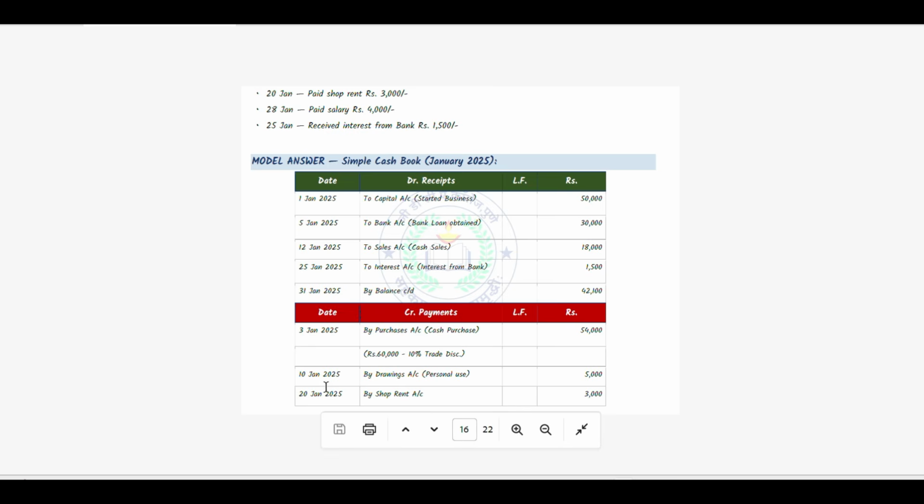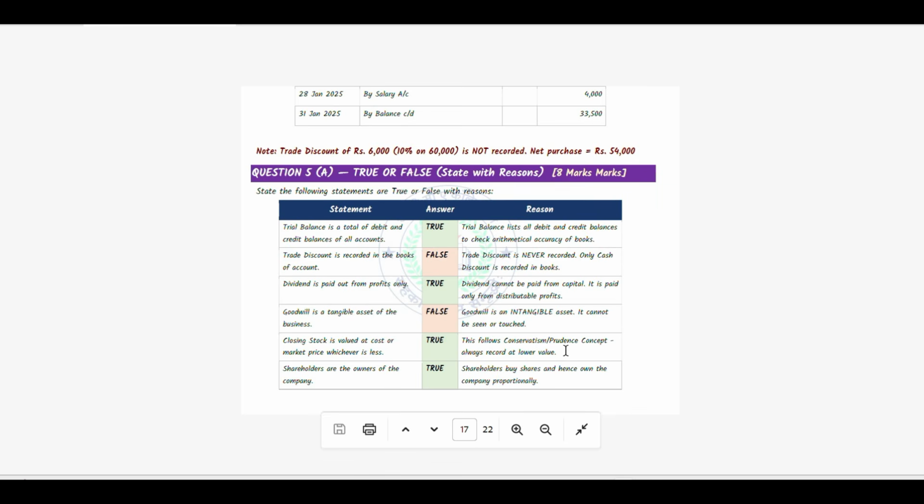Then on 10th January, drawings account for personal use, because it comes under the credit side, 5,000 rupees. On 20th January, shop rent will be 3,000 rupees. Next, 28th January, salary 4,000 rupees. 31st January, closing balance 33,500 rupees. So the trade discount of 6,000 is not applicable actually. The 10% of 60,000 is not recorded in the simple cash book. So net purchases of 54,000 is recorded.